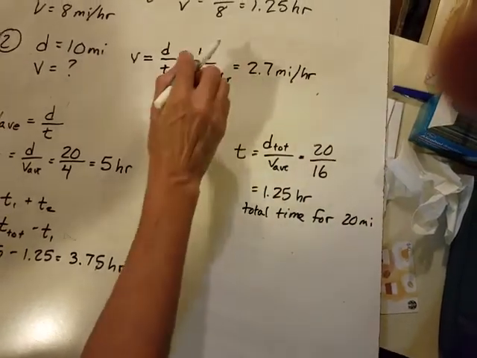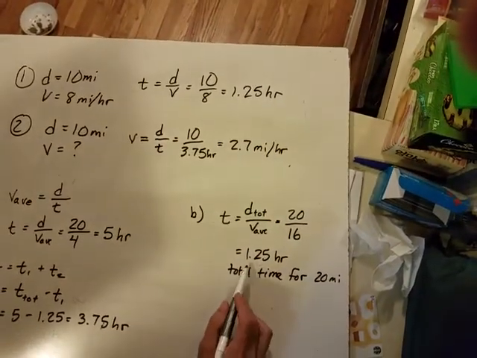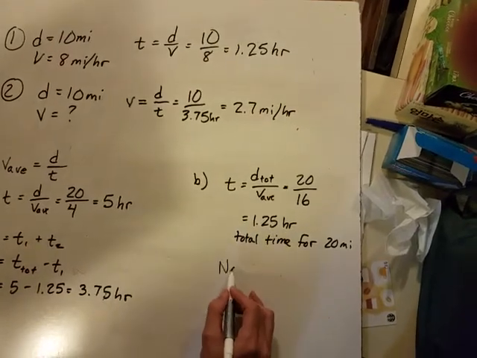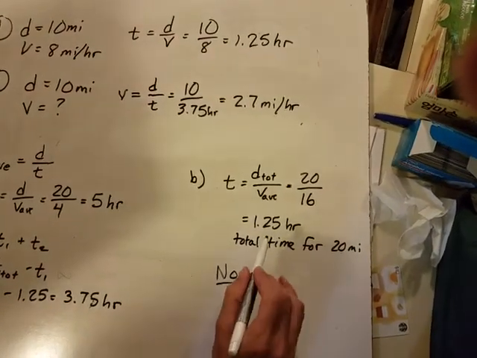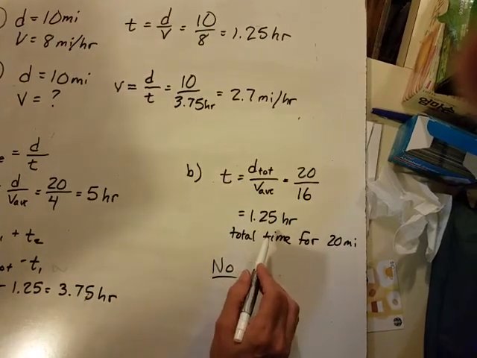Since we already know that the first 10 miles took that whole time, the answer is nope, we can't, because there's no way we could cover the second 10 miles in 0 time.